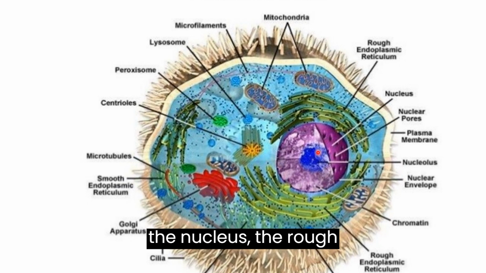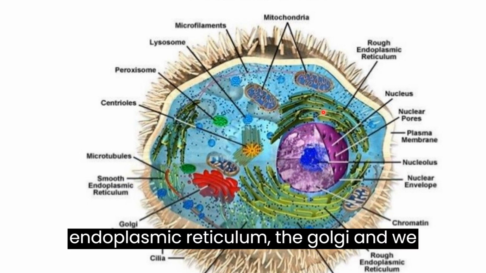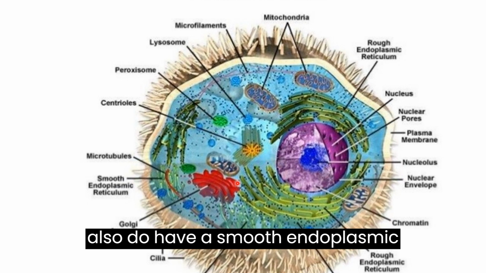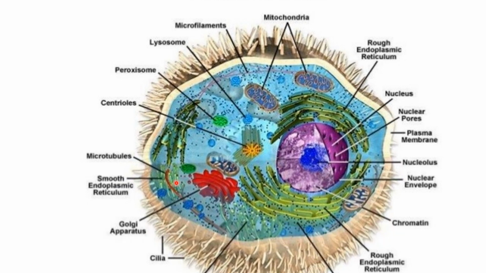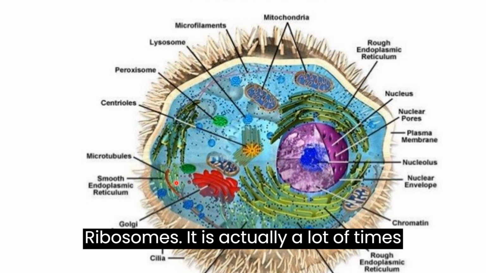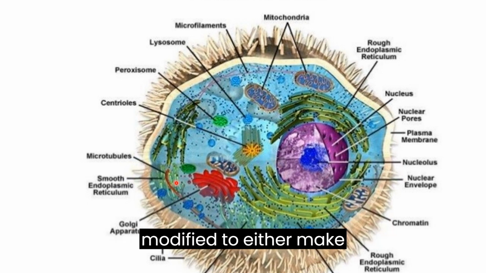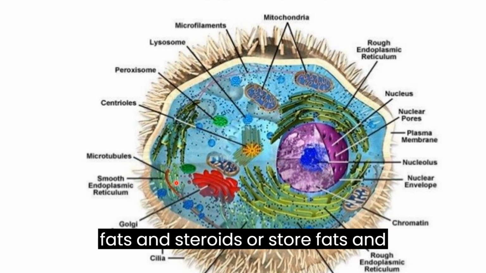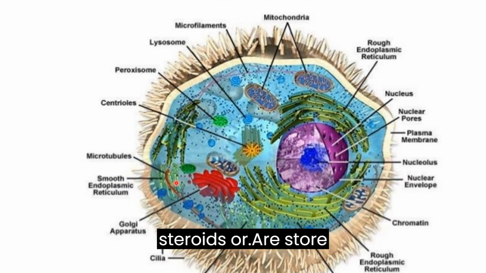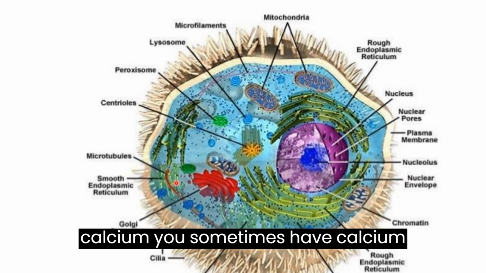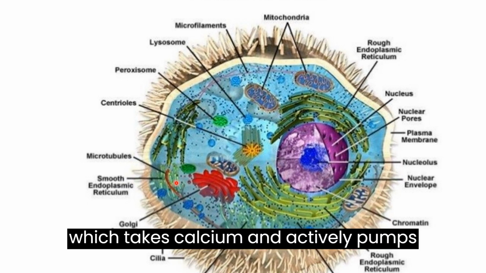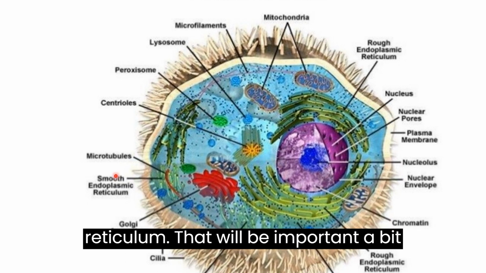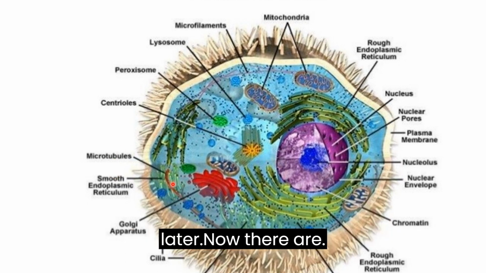So we've talked about the nucleus, the rough endoplasmic reticulum, the Golgi, and we also do have a smooth endoplasmic reticulum. The smooth endoplasmic reticulum does not have the ribosomes. It is actually a lot of times modified to either make fats and steroids, or store fats and steroids, or store calcium. You sometimes have calcium ATPase, which is a protein enzyme which takes calcium and actively pumps it into the smooth endoplasmic reticulum. That will be important a bit later.